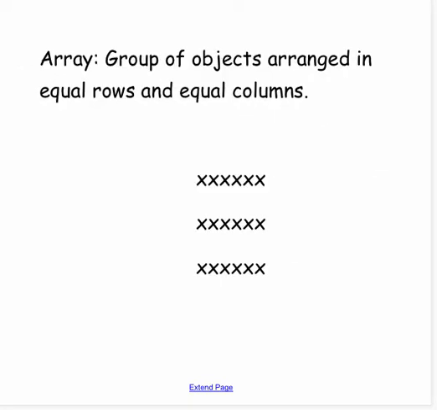An array is a group of objects arranged in equal rows and equal columns. This is an example of an array. There are 1, 2, 3, 4, 5, 6 X's in a row, and there are 1, 2, 3 rows. So we can say this is a 6 by 3 array. If we wanted to find the total number of X's in this array, we would simply count by 6's 3 times. 6, 12, and 18.